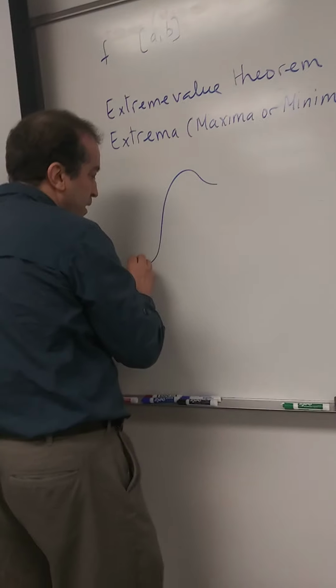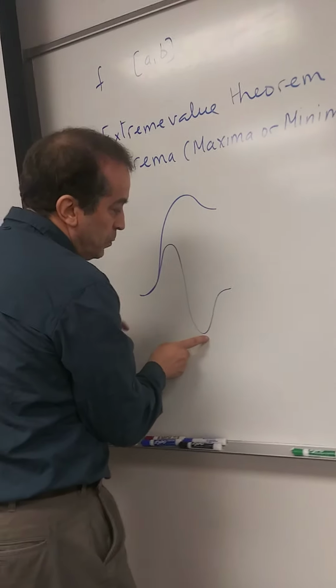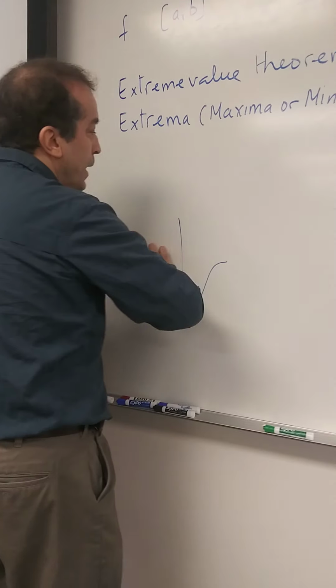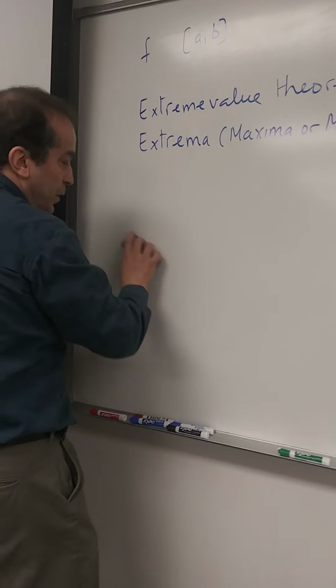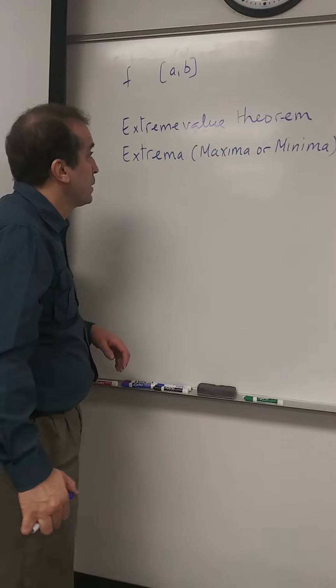If the function did this and then it went back down here and then like this, the minimum would be here and the maximum would be here. So it goes through a minimum and a maximum. And in today's lecture, we're going to figure out how to find these minima and maxima.